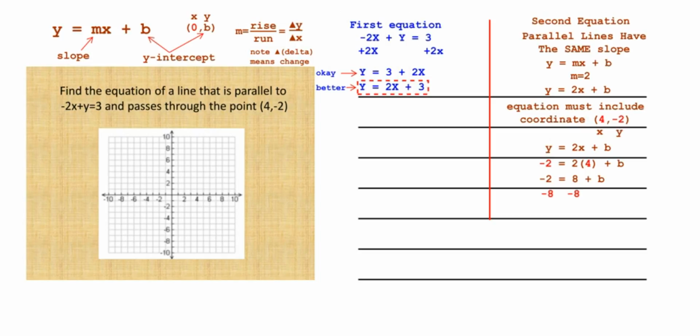And now let's get rid of the 8 to solve for the b. It's a positive, so the opposite means subtract it from both sides of the equal sign. So we subtract it on both sides. On the right side, we cancel the 8. 8 minus 8 cancels out. And then on the left side, we have negative 2 minus 2.